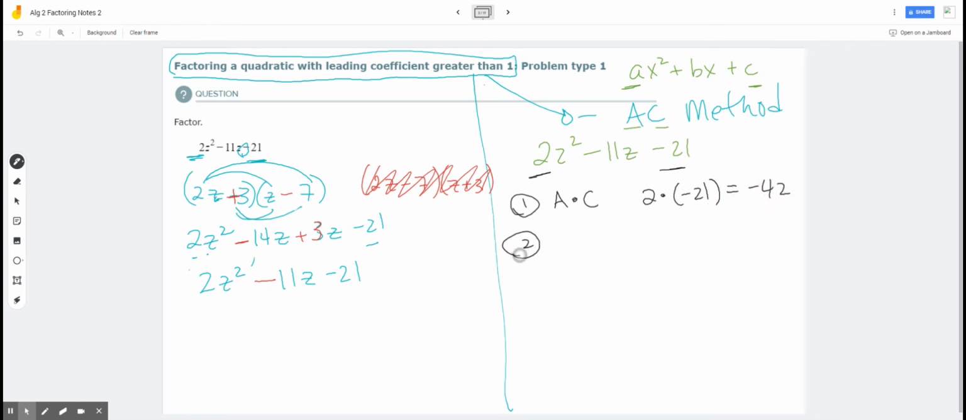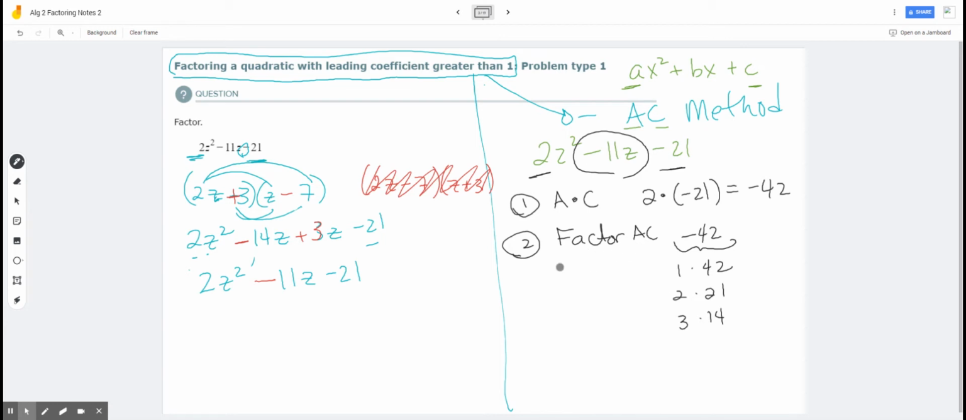The second step in the AC method is to factor it. I'm going to put factor AC. We're going to factor that. So negative 42, what does it factor into? You could go 1 times negative 42. I'm not going to put signs. Assume one of them is going to be positive and one's going to be negative. It'll take too long to list it, and you guys are smart enough to figure that out. 3 times 14, I think. And what we're looking for is a combo to get us to negative 11.